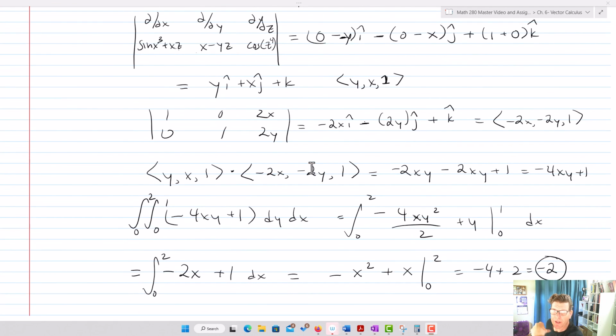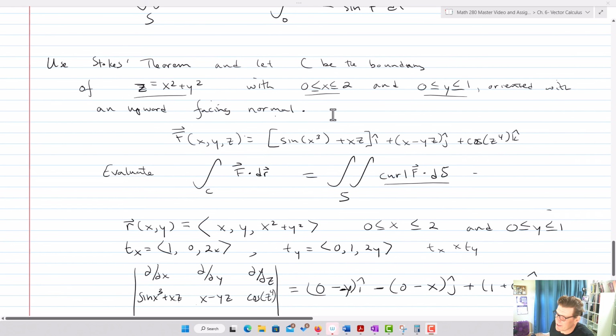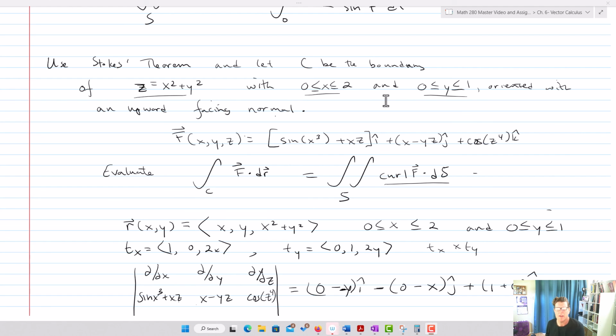A couple things to notice about this here. One, we were given the parameterization of the surface, so that actually made things really very easy. That's probably one of the harder parts to do here. But two, notice that this is kind of gnarly in terms of sine x cubed plus xz, x minus yz, and cosine z to the fourth. But also notice this cosine z to the fourth, that's in the z. It's like the z component.